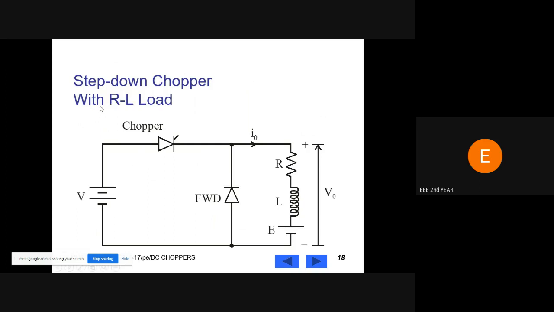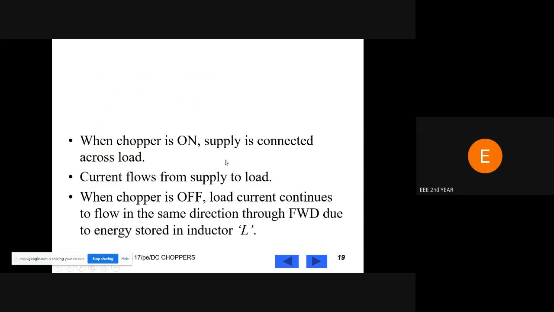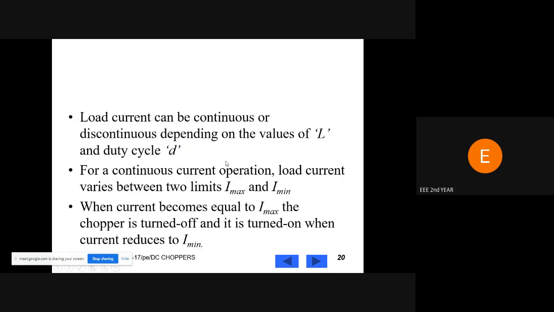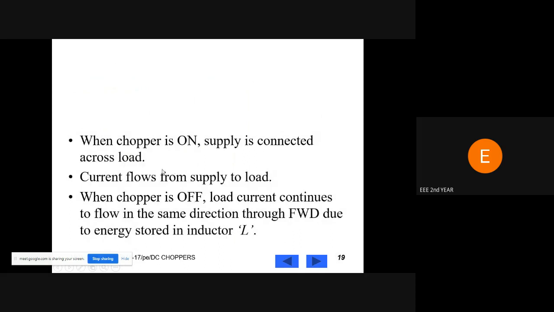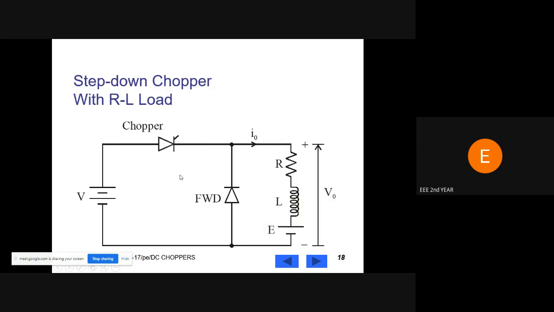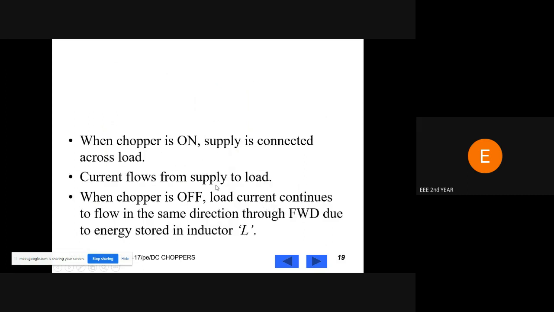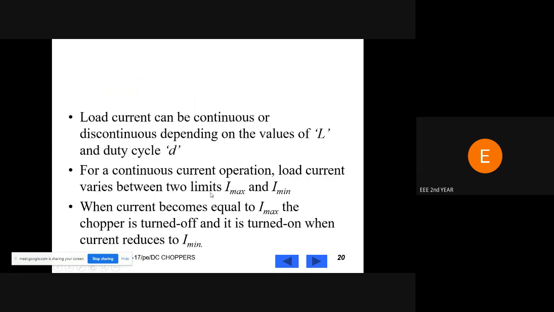The same step down chopper is connected to the RL load. See the step down chopper. In addition, we connect a diode in parallel to your chopper and your load. If the chopper is in on condition, supply is connected across the load, and the current flows from supply to load. When the chopper is off, the load current continues through the freewheeling diode in the same direction, as the freewheeling diode conducts due to the energy stored in the inductor.